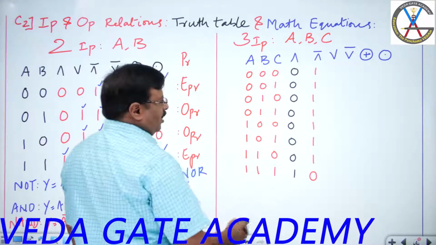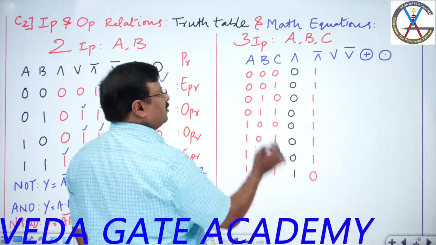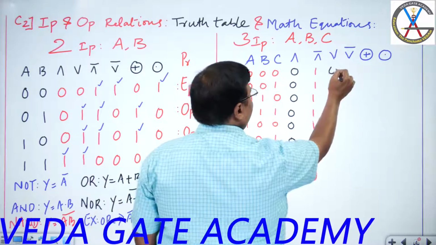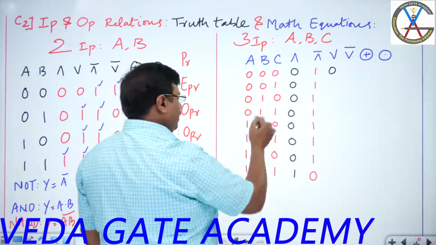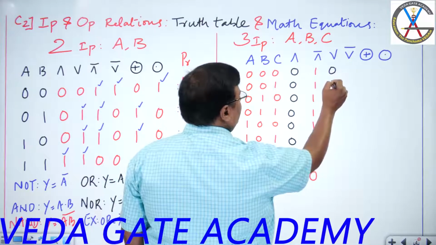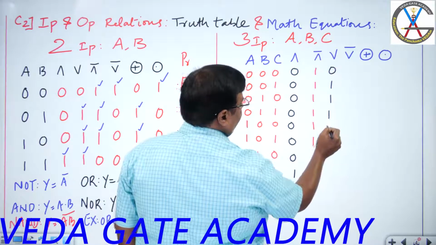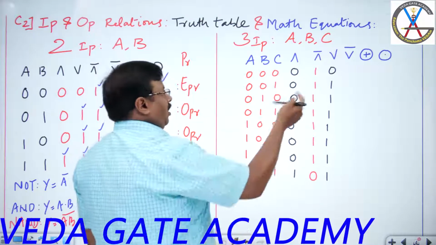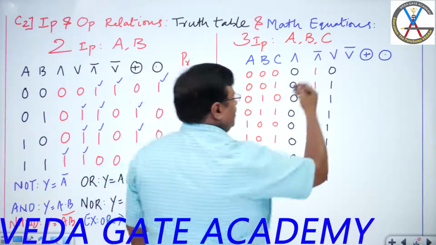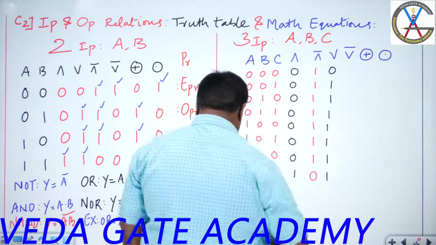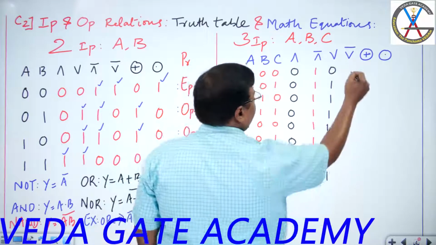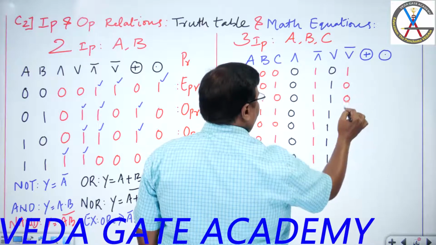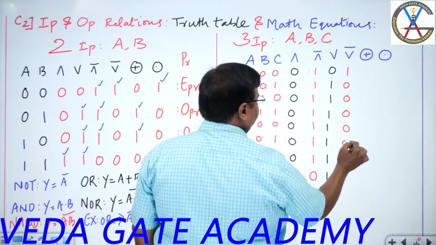Now the OR gate. Any input is 1, output is 1. When all are 0, output is 0. All are 0 only in the first case, so output is 0. In the remaining cases, any one of the inputs is 1, so output is 1. NOR is reverse to OR. Just for all zeros it is 1, and for the remaining, if any input is 1, output is 0.